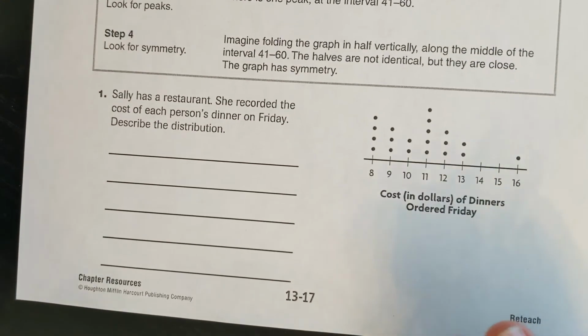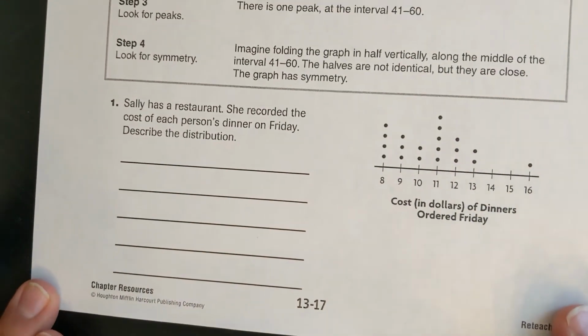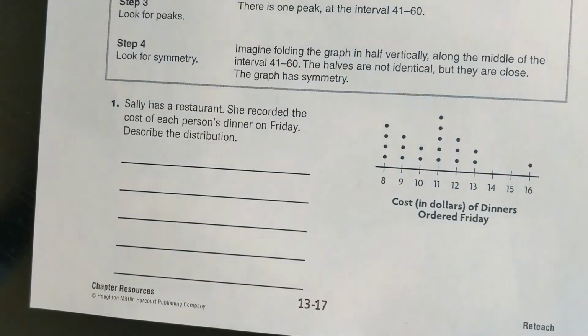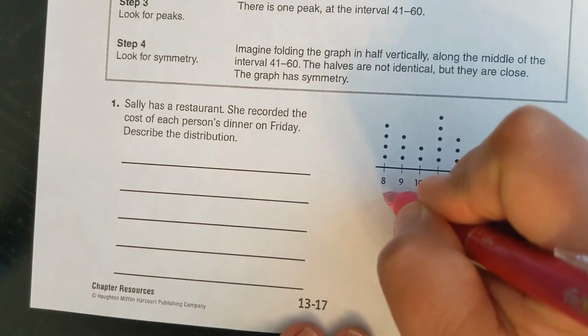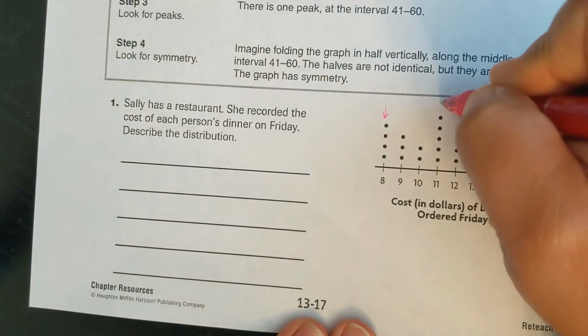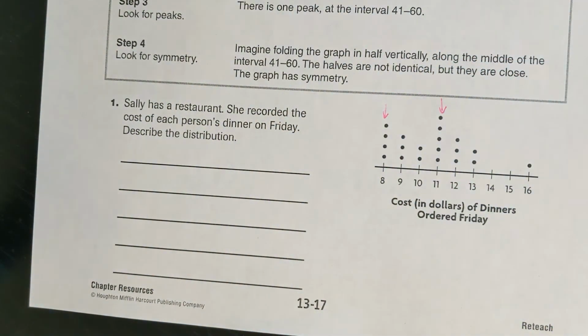Sorry, it's a little tilty, but Sally has a restaurant. She recorded the cost of each person's dinner on Friday. Describe the distribution. Okay, so first let's look at some things. Do we have some peaks? Yeah, we have a peak right here. Maybe I'll put an arrow, and we have a peak right here. Okay, so see, I'm just noticing what's going on in the graph.